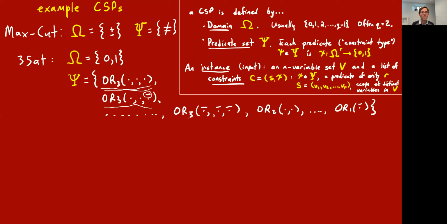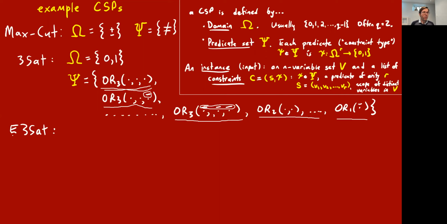And there are 8 ways to do this, ending with ORing together 3 variables while negating all the variables. And then, because in 3-SAT you're usually allowed clauses of size 2 and 1, there are all 4 OR-type functions of arity 2, and the 2 OR-type functions of arity 1. So 3-SAT, when you write it as a CSP in this way, has a predicate set, capital Psi, with 14 predicates in it.